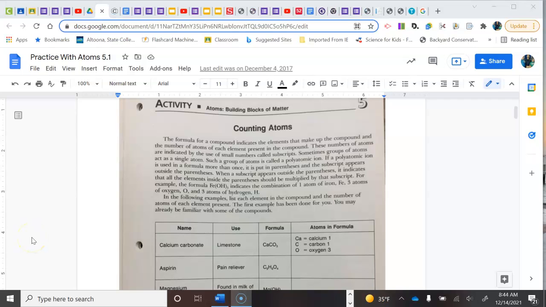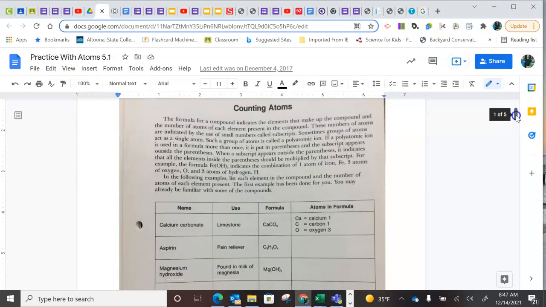This first section here is really just practice with looking at different types of compounds. The formula for a compound indicates the elements that make up the compound and the number of atoms of each element in the compound. So these are different types of ions. Alright, so I thought we'd get started on some of these so I can show you some examples.